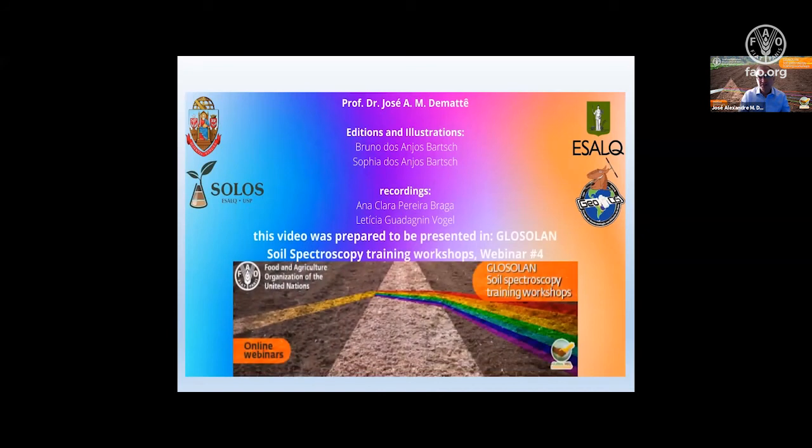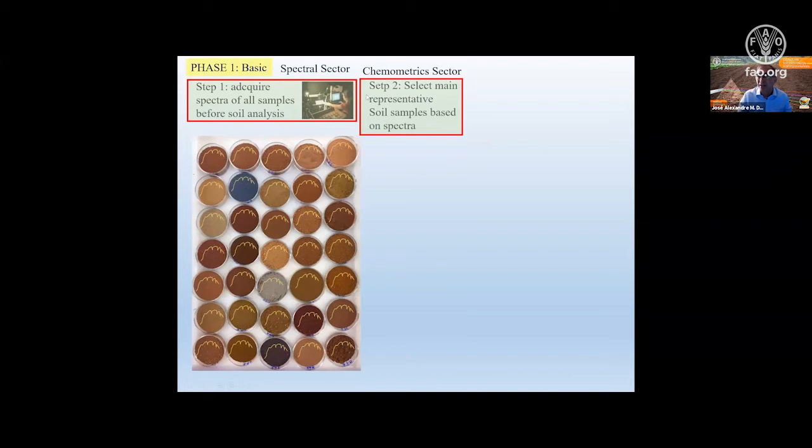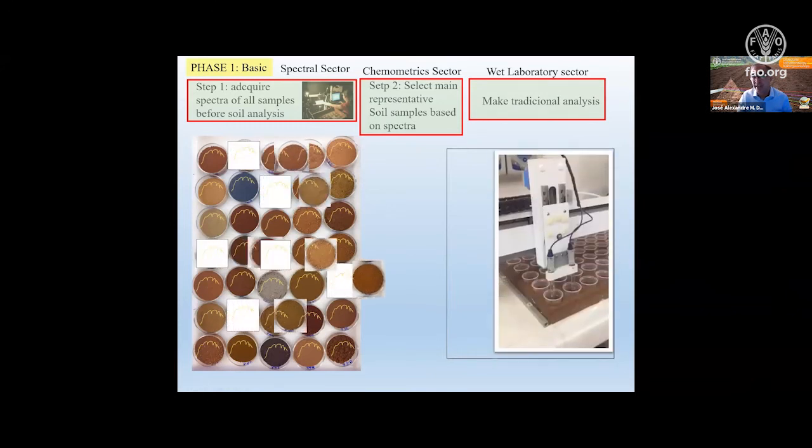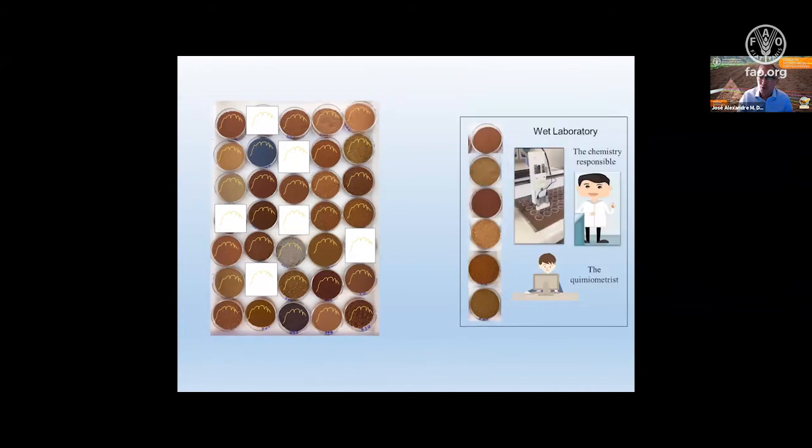Well, this was the first part, measuring the spectra. Okay, so now let's go to the next part. Phase two, let's continue. You're in the lab, phase two. As I told you, you have all the soil samples that your clients brought and you took the spectra from each one. Now look at this. Afterwards, you will have the chemometrics sector. The chemometrics will select the most representative soil samples, but based on spectra, not soil analysis. And afterwards, the selected ones will go to traditional analysis, as everybody knows.